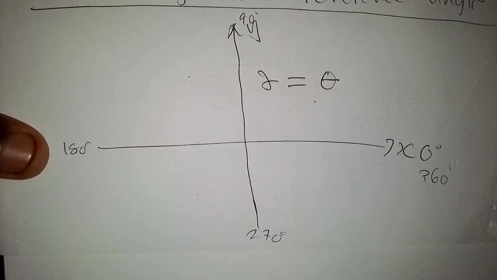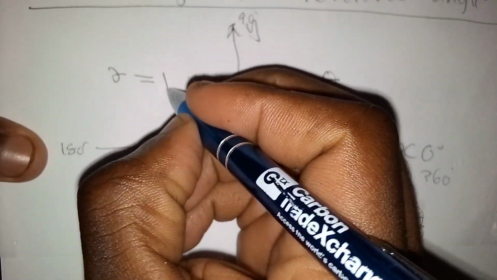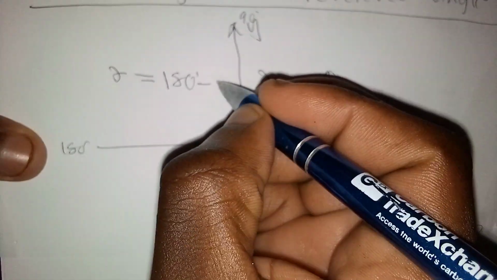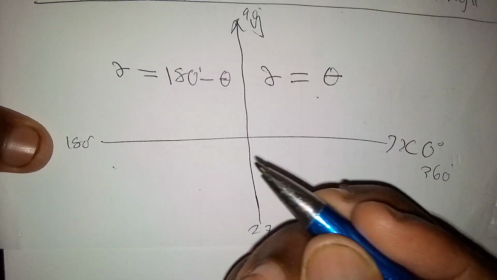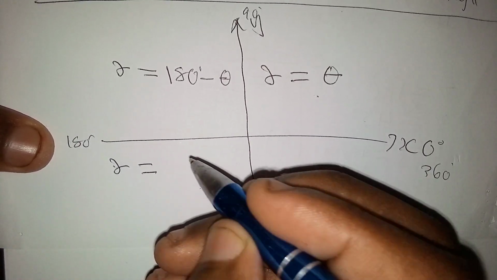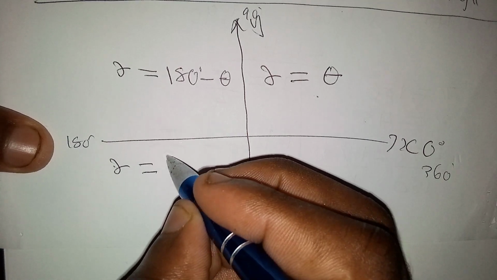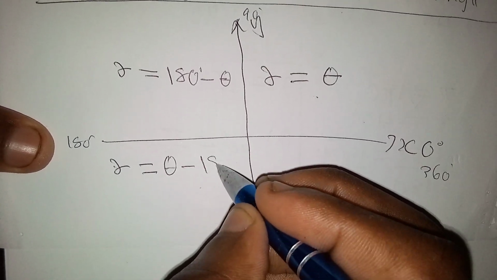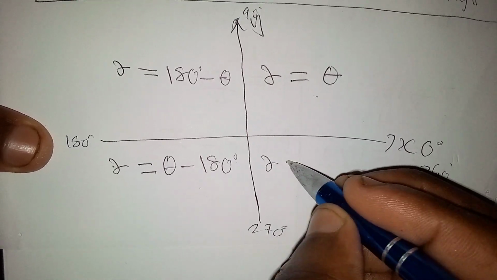So in the second quadrant, how do we get this reference angle? In the second quadrant, alpha is equal to 180 degrees minus theta. Then in the third quadrant, alpha is equal to theta minus 180 degrees. Then in the fourth quadrant, alpha is equal to 360 degrees minus theta.